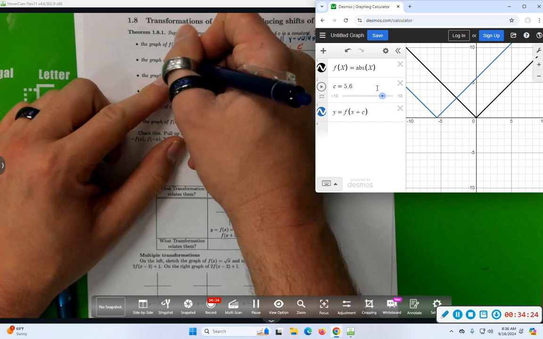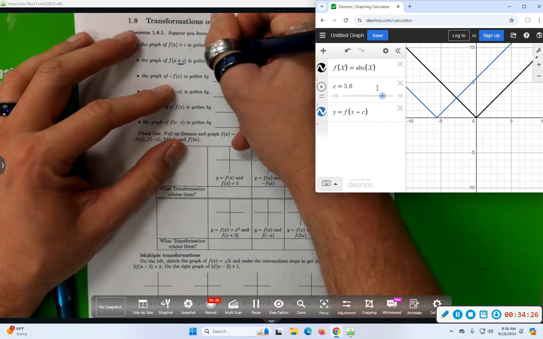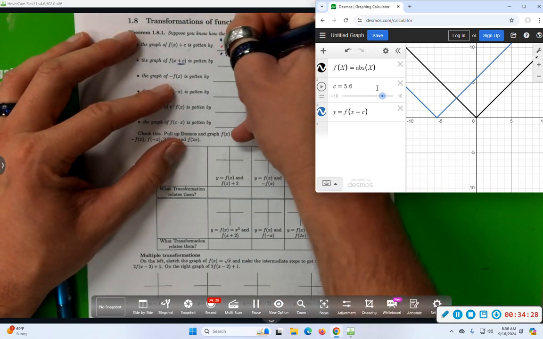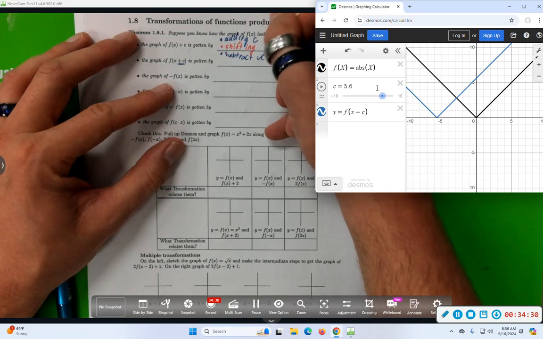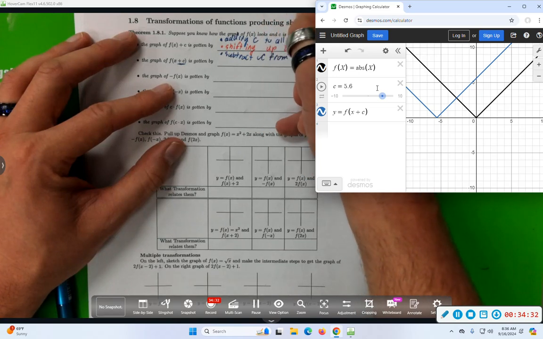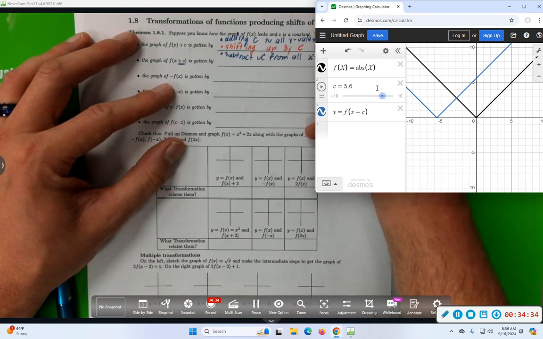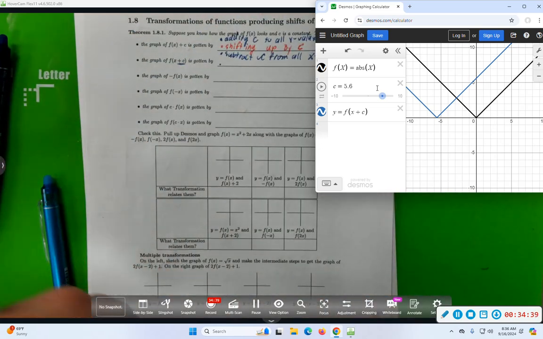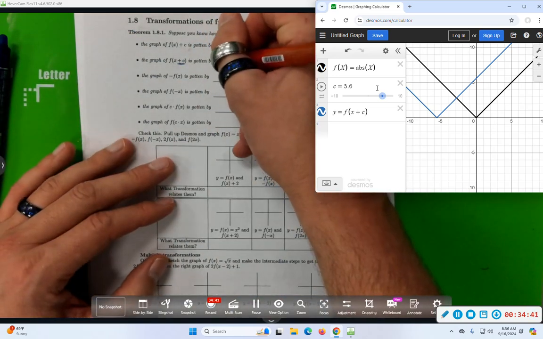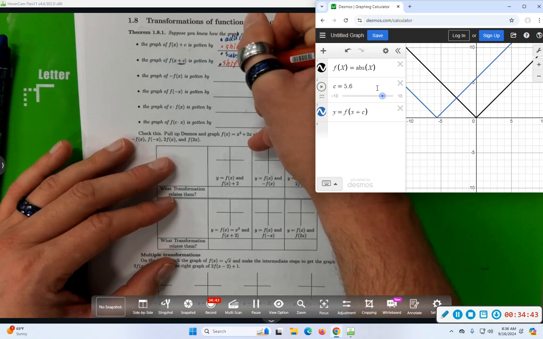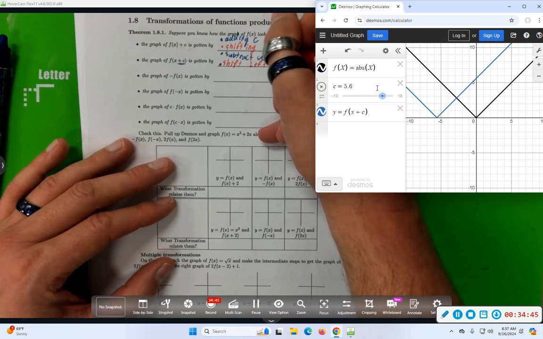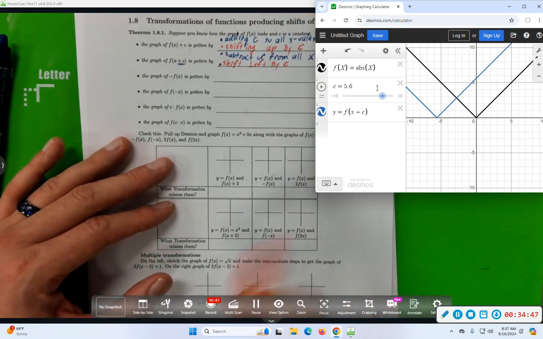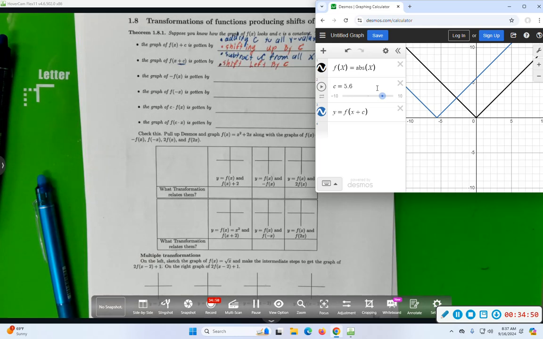So when you add c inside of the parentheses, you in fact subtract that number c from all x values. Said another way, you shift left by c. Feel pretty good?